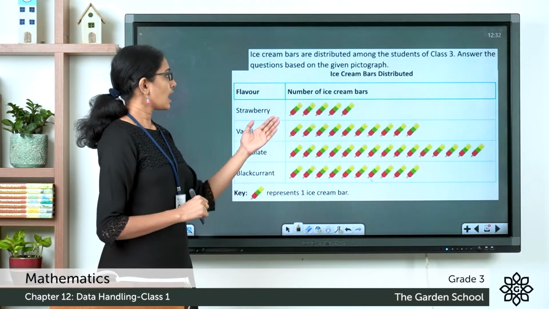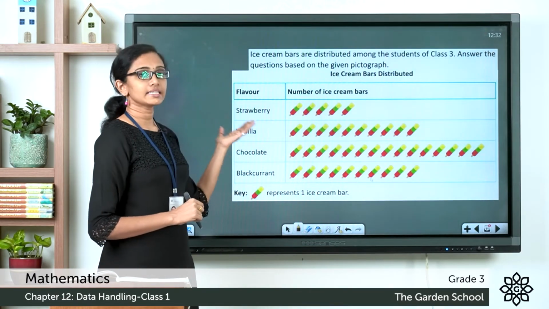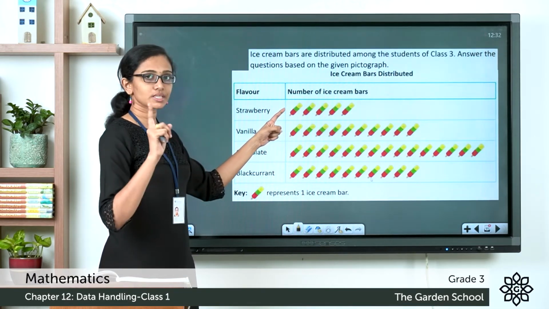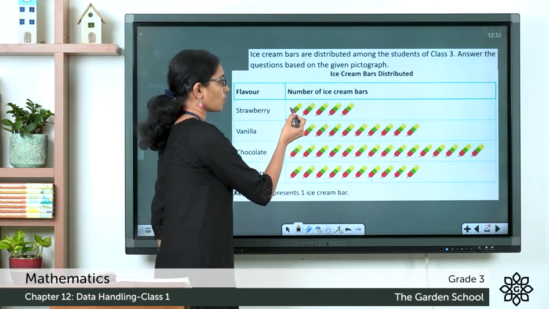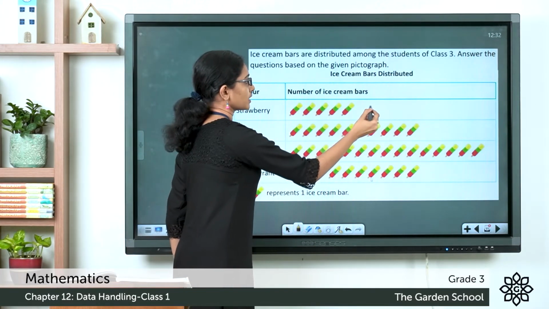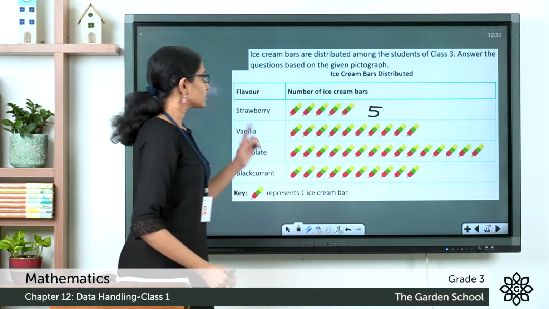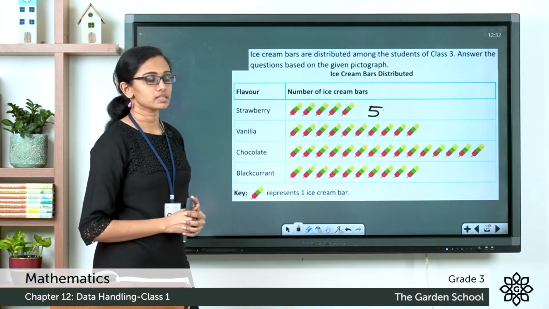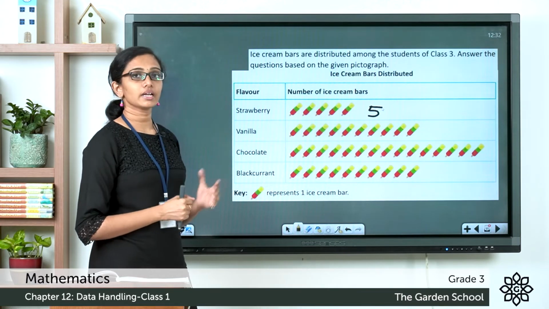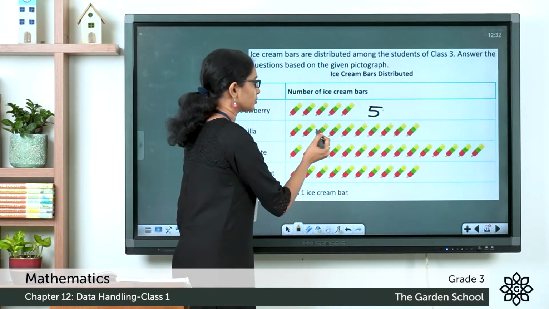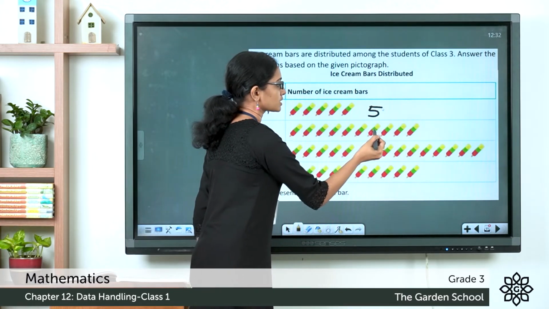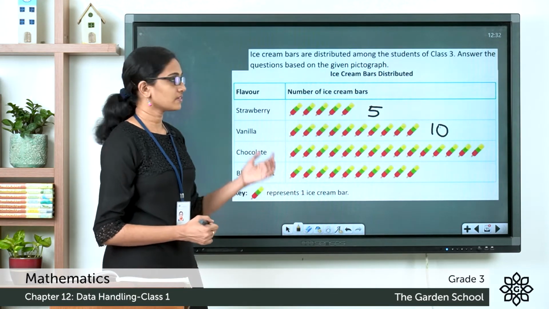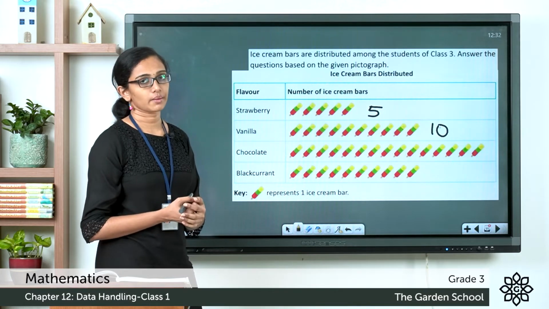So can you say how many strawberry flavored ice cream bars were distributed among the children? See, one symbol represents one ice cream bar. So 1, 2, 3, 4, 5. Here a total of 5 strawberry flavored ice cream bars were distributed among the students. Now what about vanilla flavored ice cream bars? 1, 2, 3, 4, 5, 6, 7, 8, 9, 10. 10 vanilla flavored ice cream bars were distributed among the children.